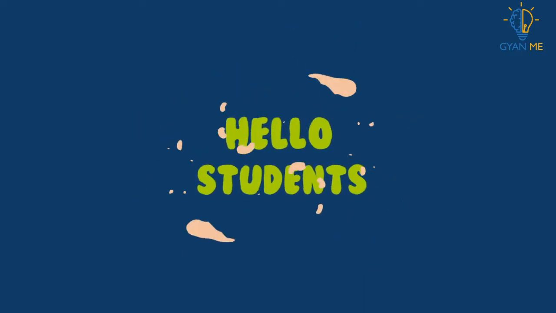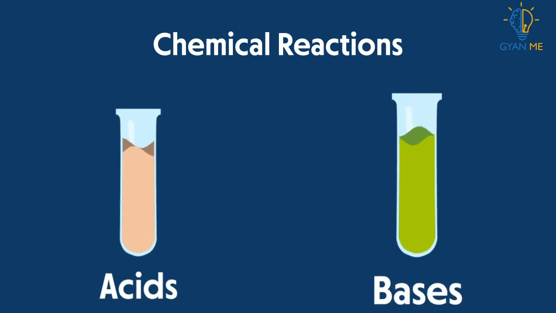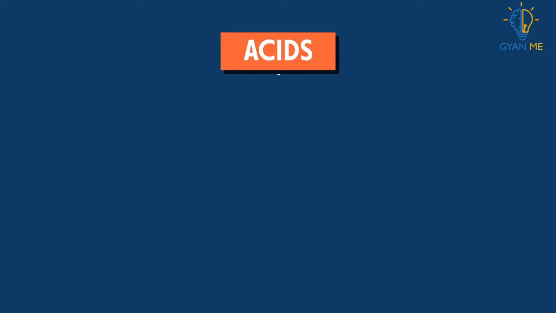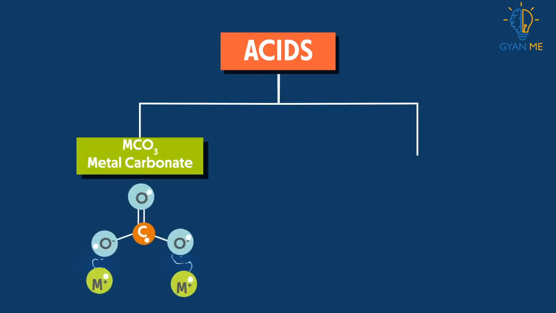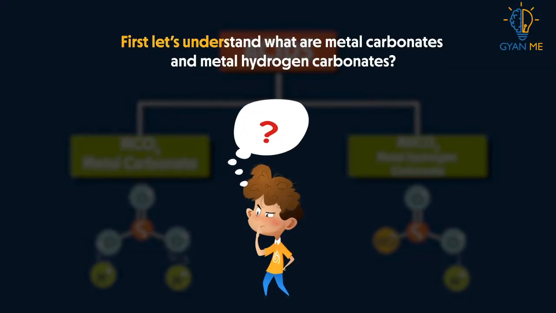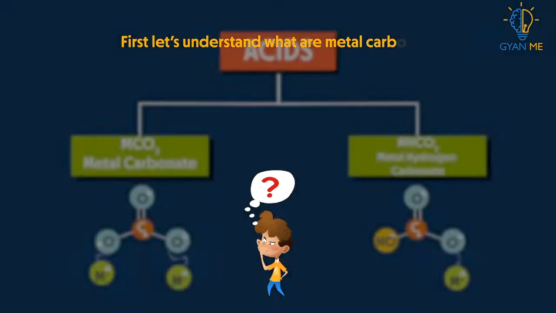Hello students. In our last video, we explored the chemical reactions of acids and bases with metals. Today, we are going to learn another chemical property of acids, that is, how acids react with metal carbonates and metal hydrogen carbonates. First, let us understand what are metal carbonates and metal hydrogen carbonates.